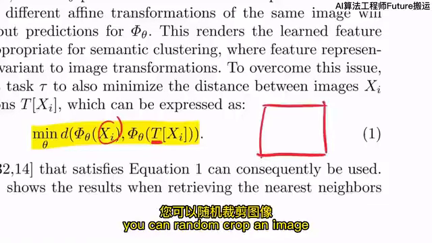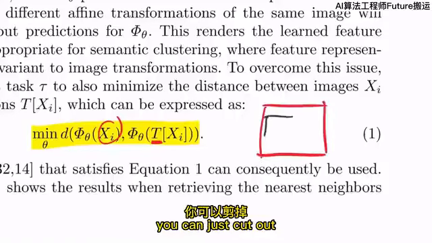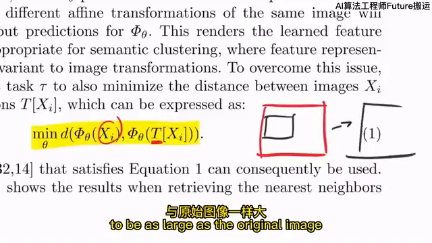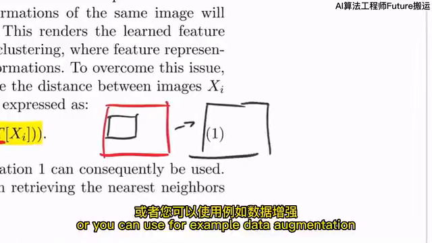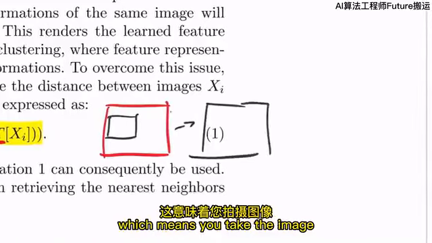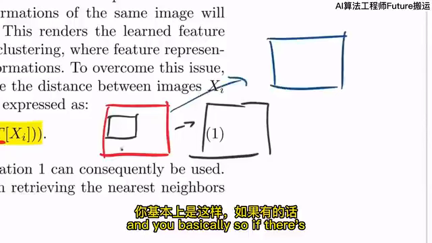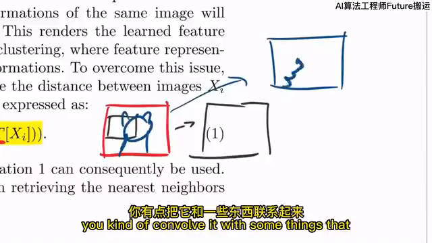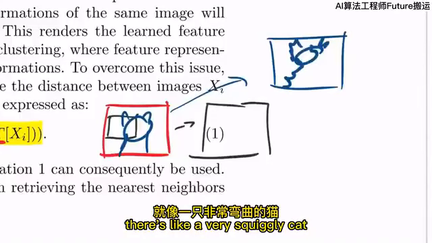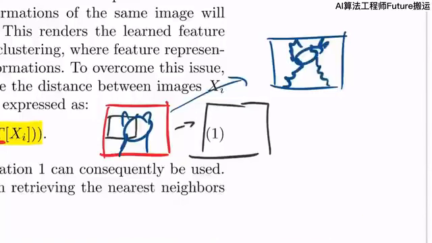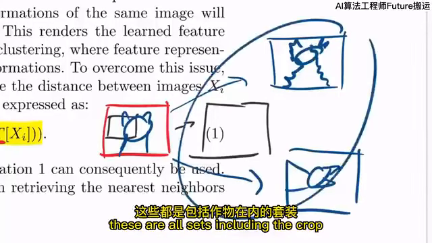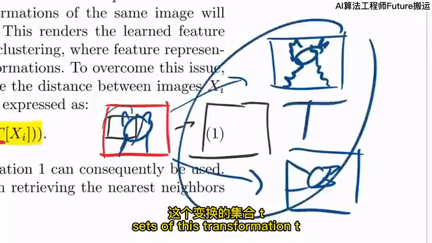So for example, you can random crop an image. You can just cut out a piece right here and scale that up to be as large as the original image. Or you can use, for example, data augmentation, which means you take the image and, if there is, I don't know, a cat right here, you kind of convolve it with something, so there's a very squiggly cat. Okay, I'm terrible at this. You can rotate it, for example, so it's like this. So these are all elements, including the crop, of this set of transformations T.